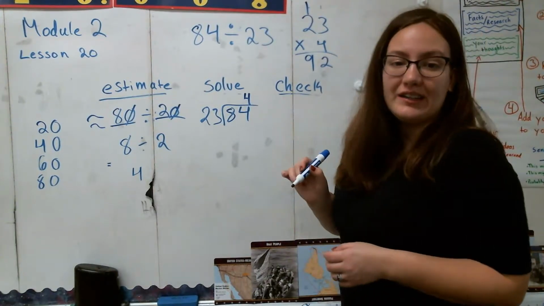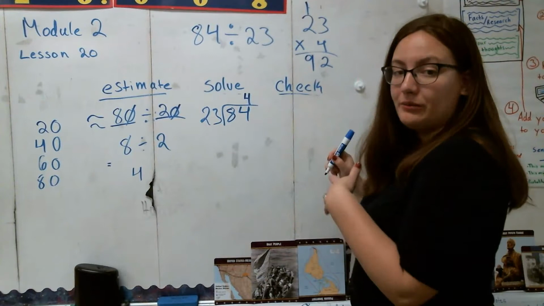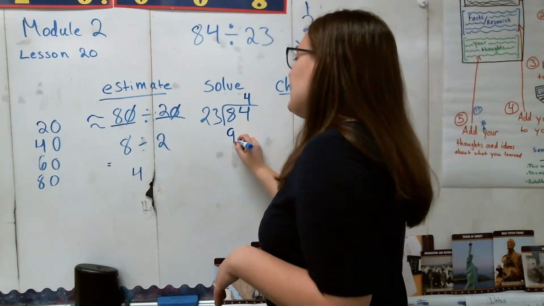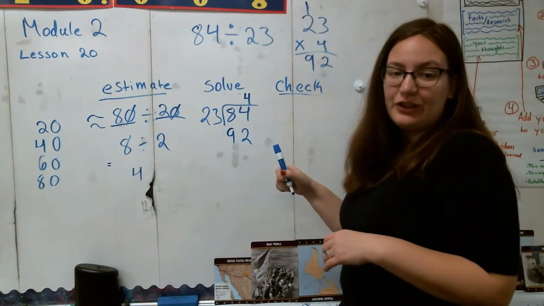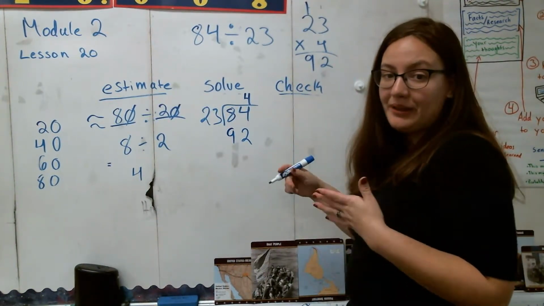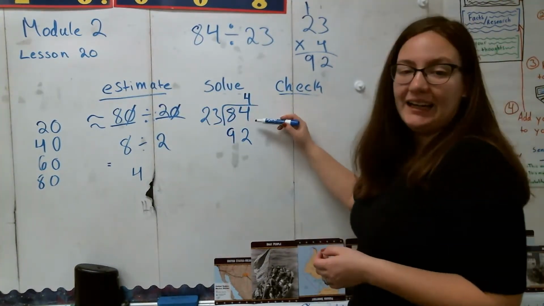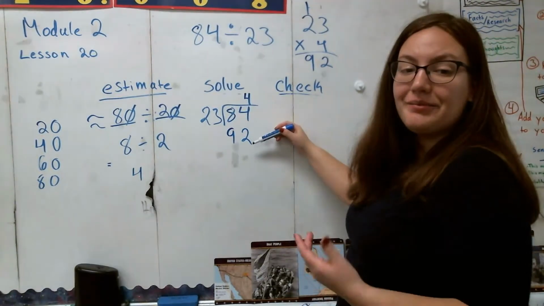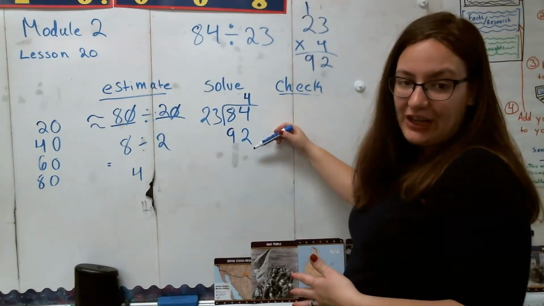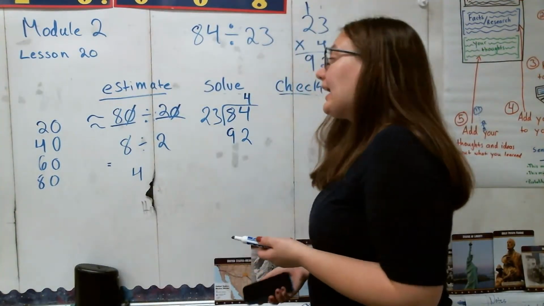Now, you're going to see that we just ran into a problem, and it's a good thing I did my standard algorithm up here for multiplication. Because what this is telling me is that 23 times 4 is 92. But do you see the problem that I have with my standard algorithm now? I can't do 84 minus 92 because that would give me a negative number. I can't do that. So I need to go back and retry a different number.